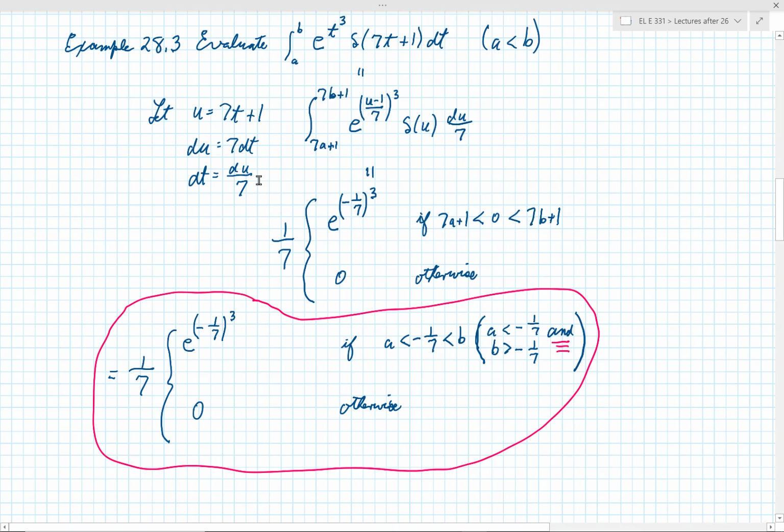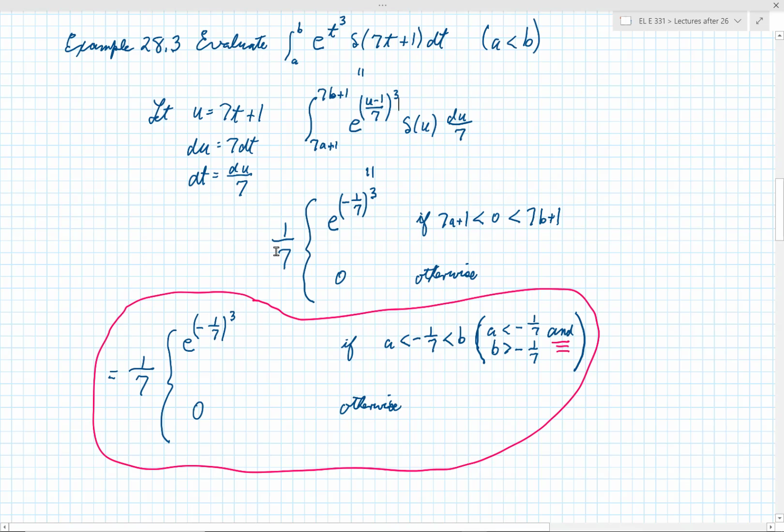Now once we use this substitution, let's see what the integral becomes. When t is equal to a, since u is equal to 7t plus 1, u will be 7a plus 1. So the lower limit becomes 7a plus 1. Similarly, when t is b, u is 7b plus 1, so the upper limit is 7b plus 1. E to the t cubed, well, t is u minus 1 over 7, so that becomes e to the u minus 1 over 7 cubed. Then delta of 7t plus 1 becomes just delta of u, and dt becomes du over 7.